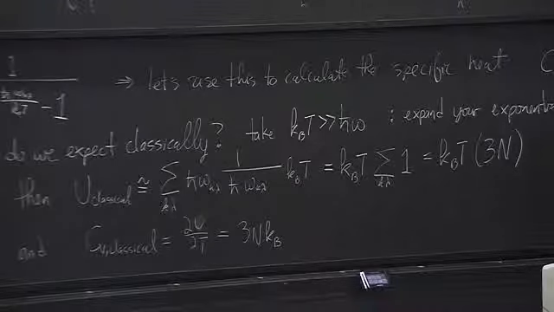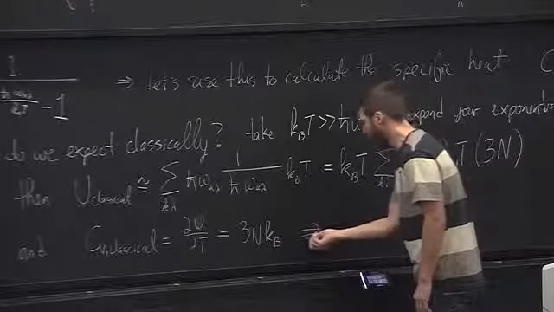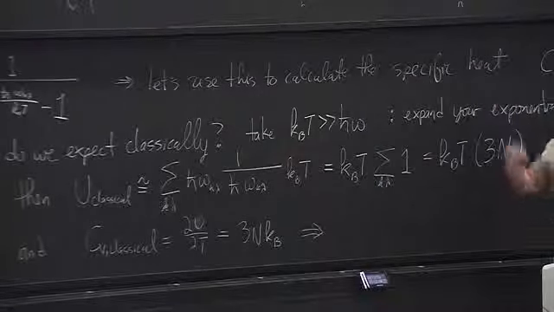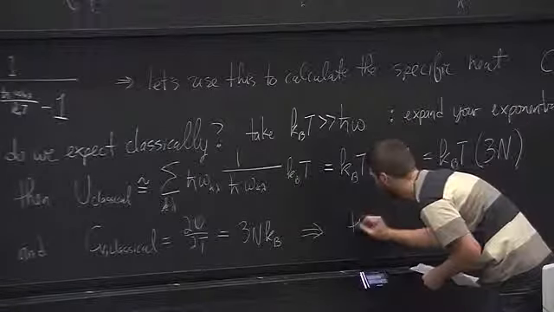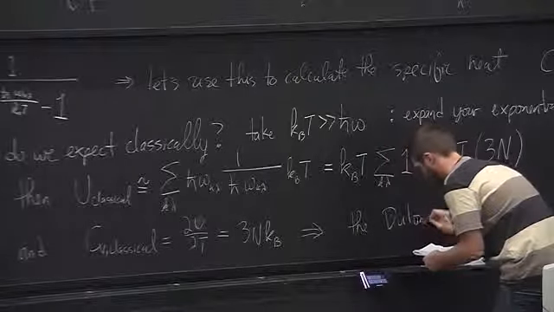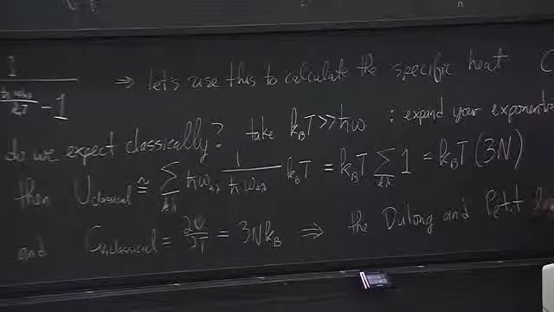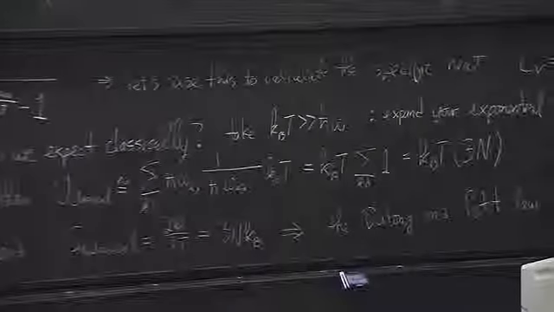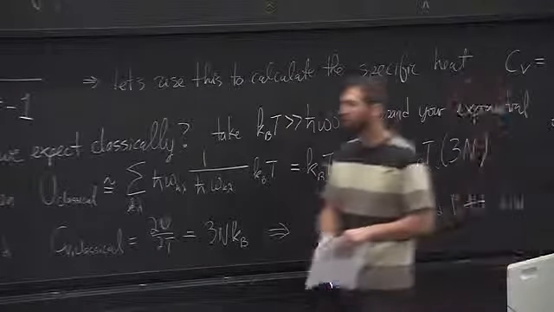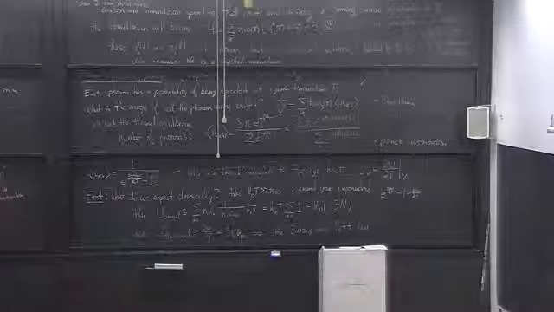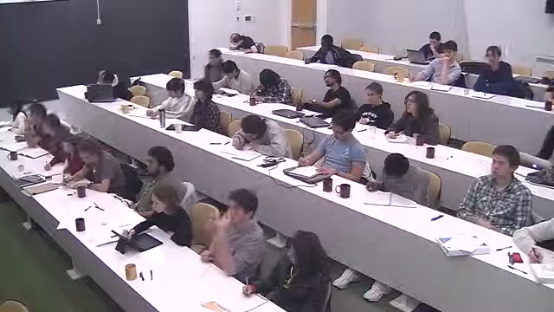Okay. And this is known before this calculation was done or before this limit was taken. It's called the Dulong and Petit law. So now let's contrast that with taking the full integral, including the low temperature regime.